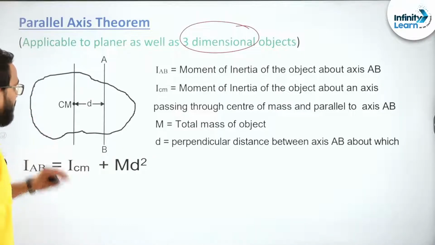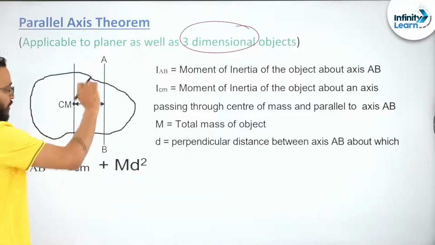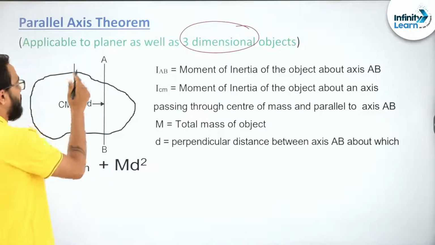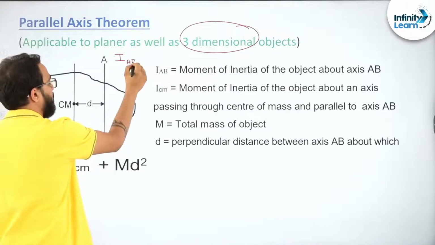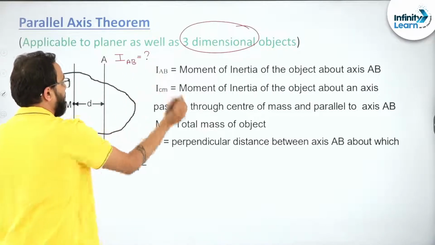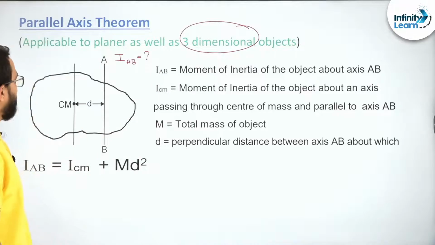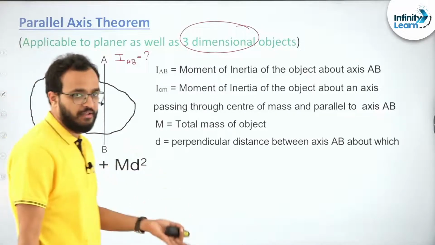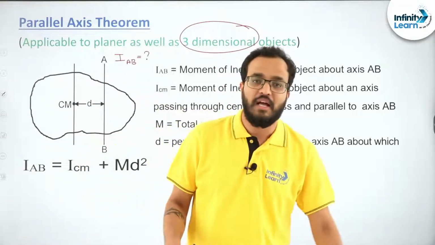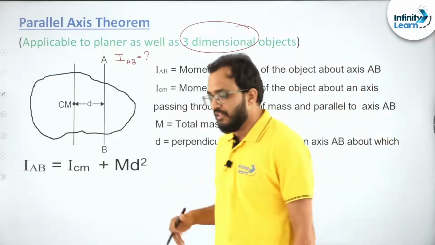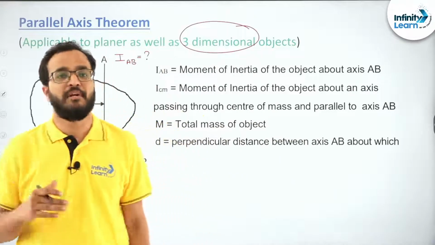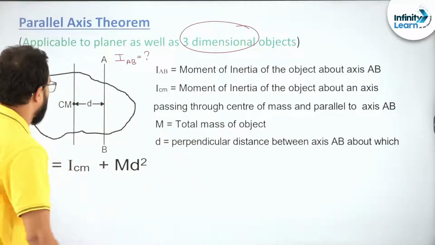Okay, so what is given? For example, I have a rigid body like this, and I want to find the moment of inertia about this axis. That means I want to find the moment of inertia about this axis AB. This is my target. Now what should I do? I have one method, which is very simple: integration of r square dm. That we can obviously always do, but this theorem will help us solve this very easily. How?